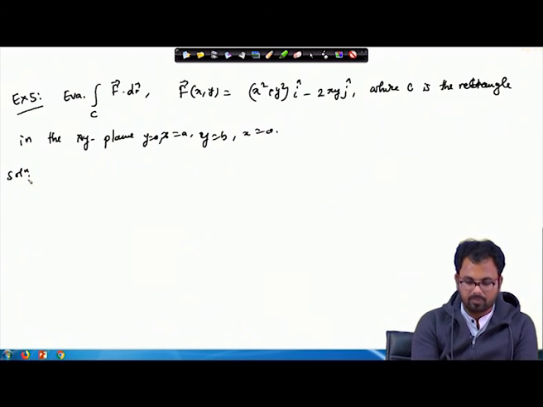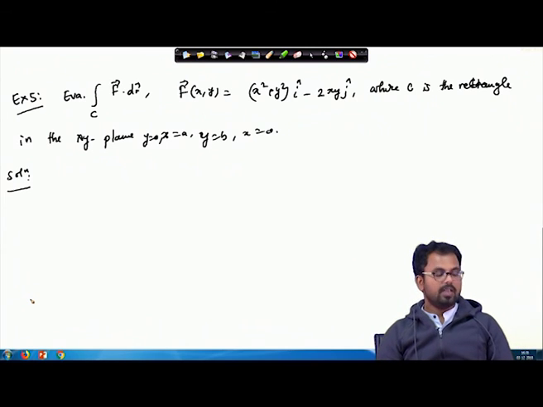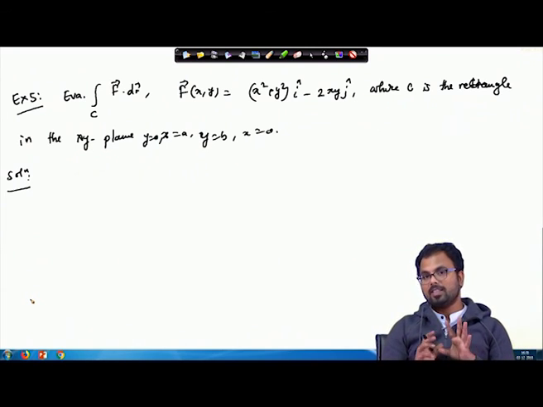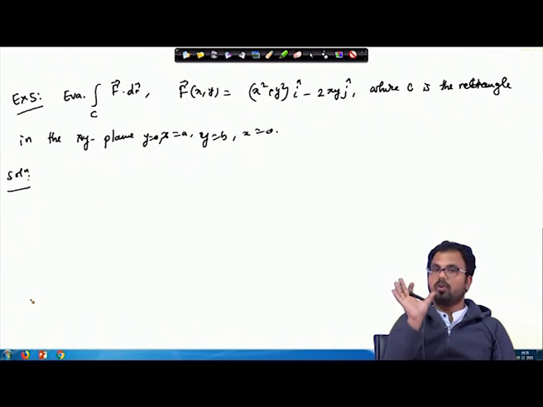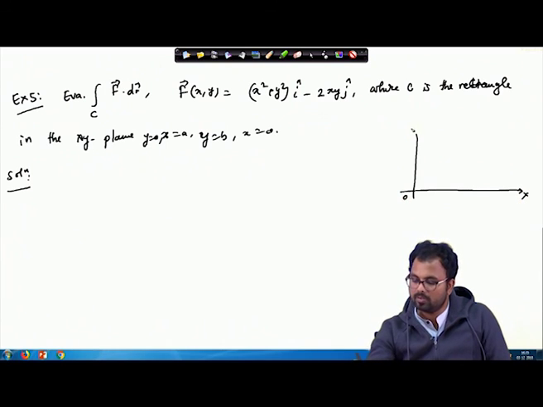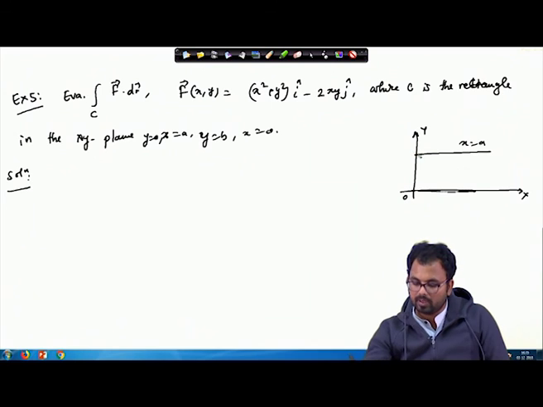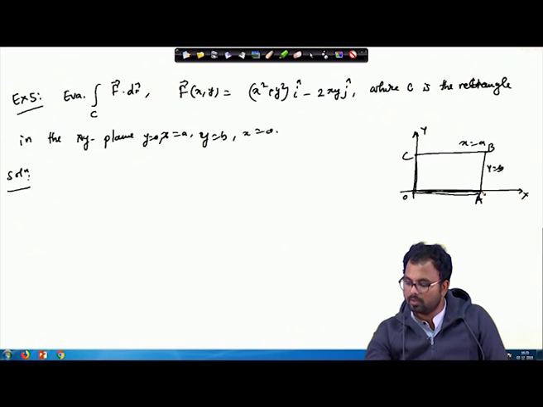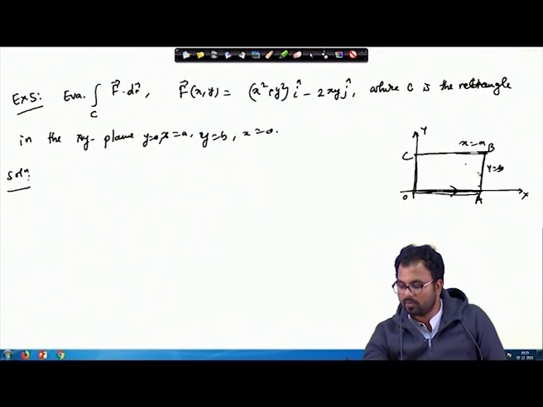So, the solution. Here, as you can see, we have a rectangle. Obviously, it is not a smooth curve, because you have 4 corners here. If I draw this curve, that is our x axis, this is the origin, this is the y axis. This is my x equals 0 line, this is x equals a, that is y equals 0, and that is y equals b. So, I can write it as a, b, c. This is our curve, right, not the middle portion, this one.